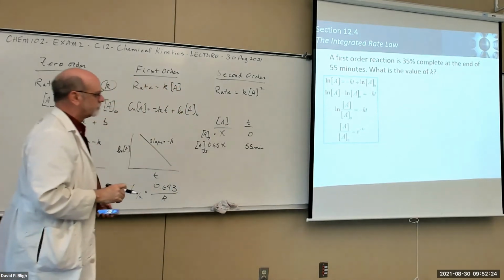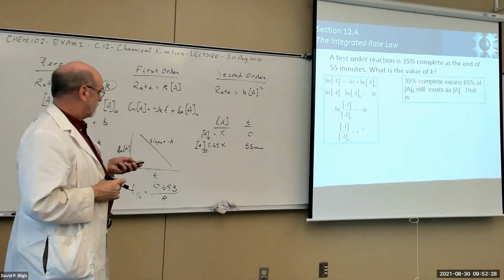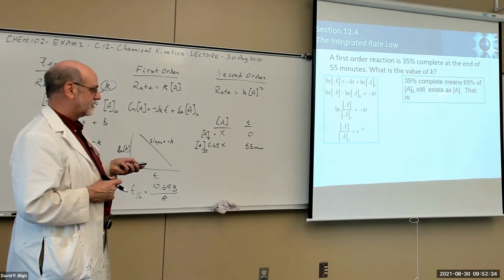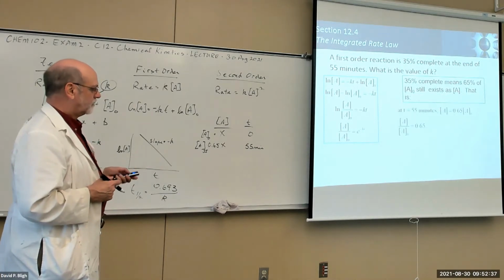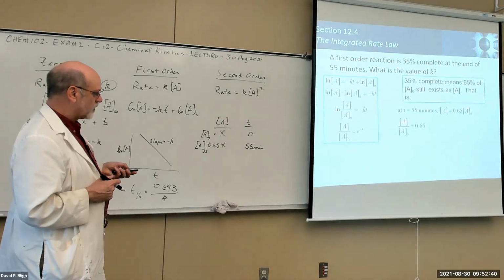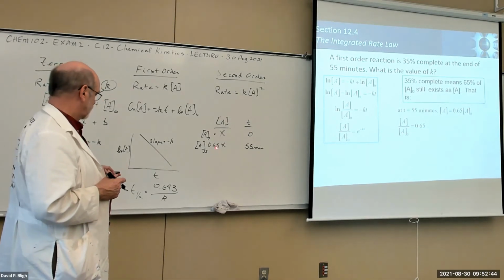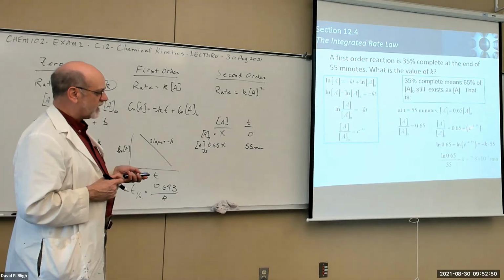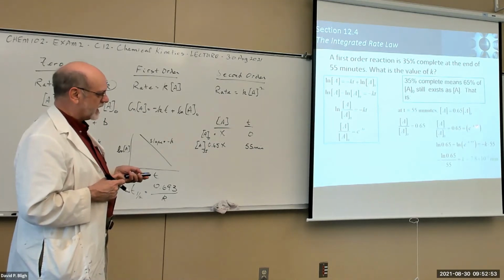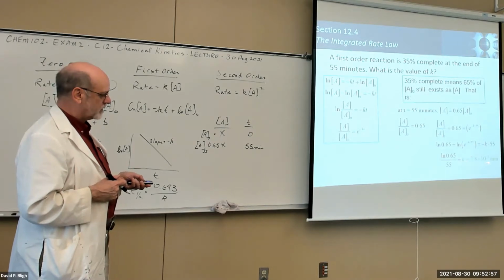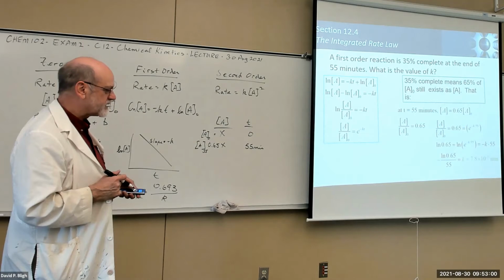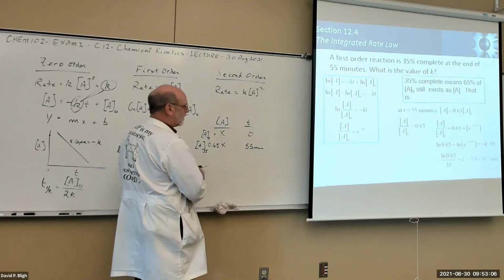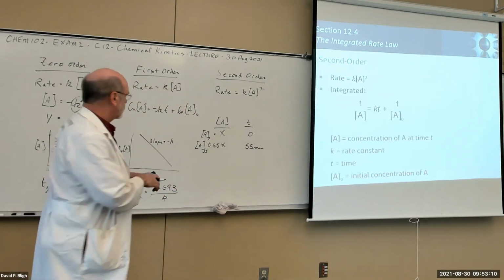Now we've got that ratio, right? We've already done this part. 35% complete means 65% of A0 still exists as A. Right? So at this point, we say that the ratio between A and A0 is 0.65. That's what this is right here. Now we can set that equal to e to the minus k times 55 minutes, and then solve for k. 7.8 times 10 to the minus 3 reciprocal minutes. All right. So now we can look at second order.